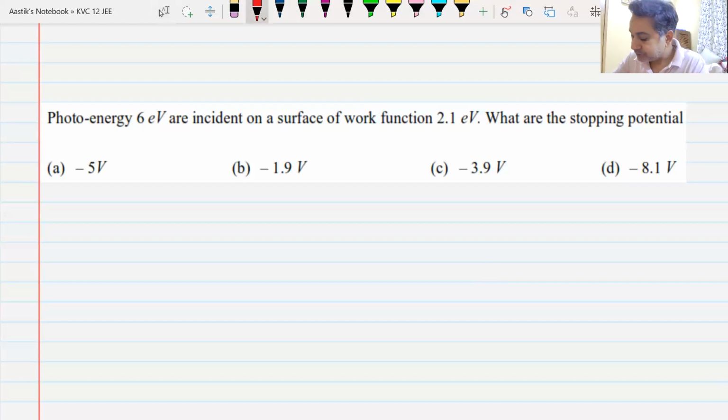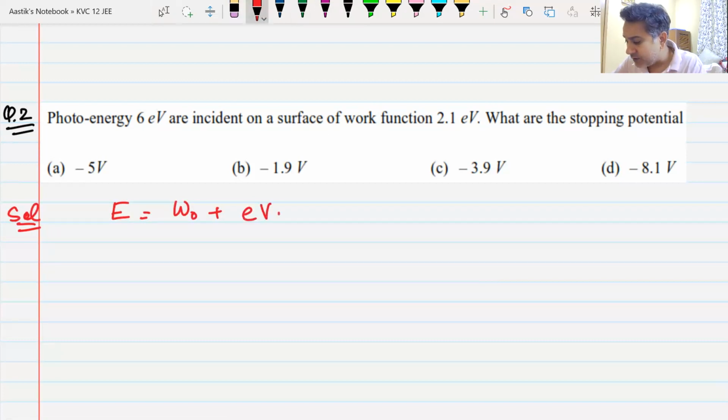All are based on Einstein's photoelectric equation. So I write Einstein's photoelectric equation: the energy of the falling photon should be equal to W naught, the work function, plus KE max. Or instead of writing KE max, I can write it as e V naught. Do we understand this? Yes or no?